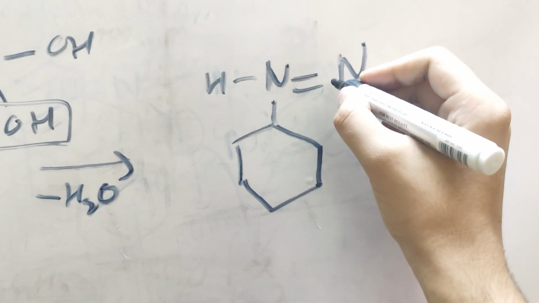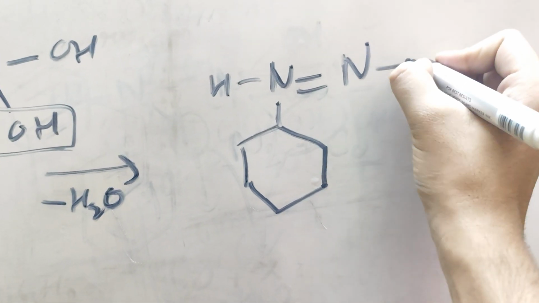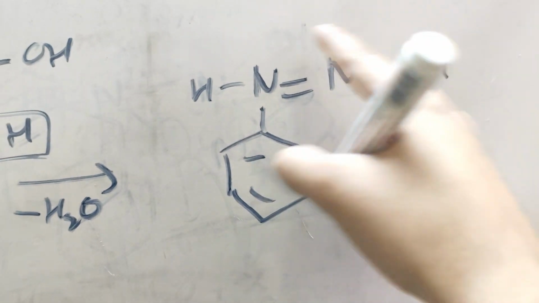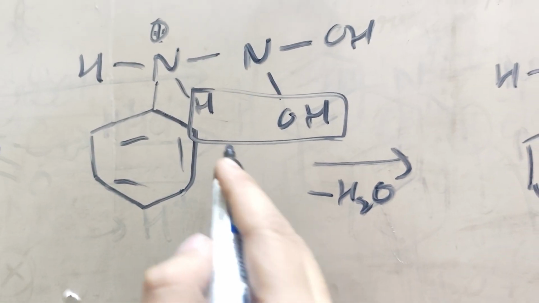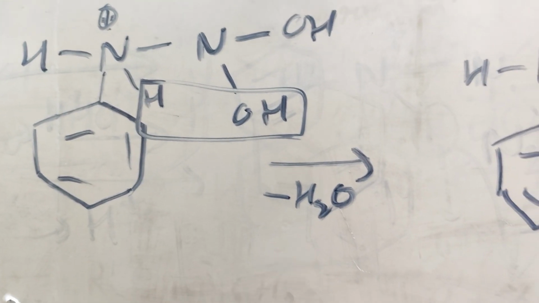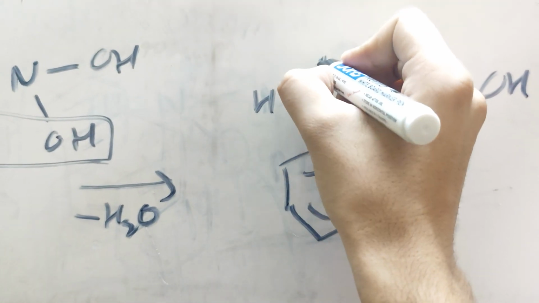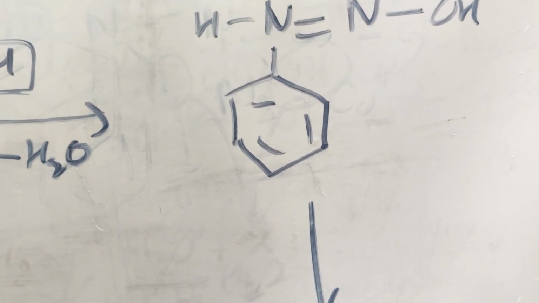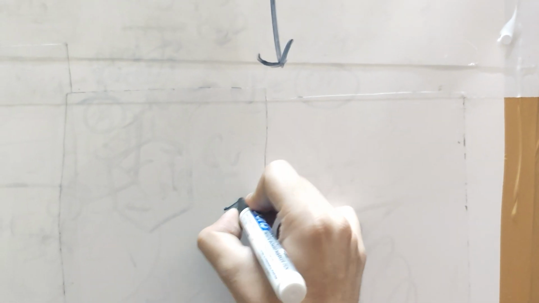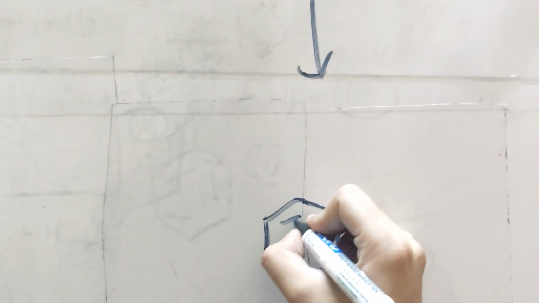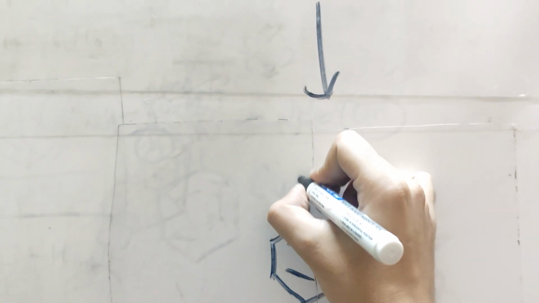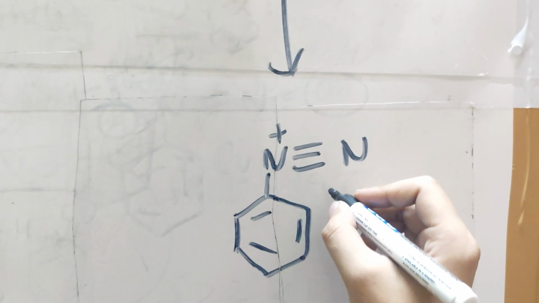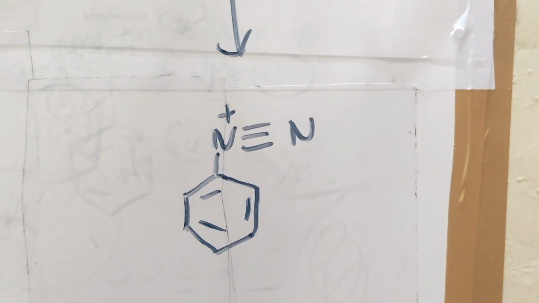HN double bond N, and there is one hydroxyl group still connected to the nitrogen. So this is what will be left after water is removed. The positive charge is still here as there are 4 bonds on the nitrogen. This will come down to again removing a water molecule. So N will be triple bond N. Okay, so this is what will be formed.